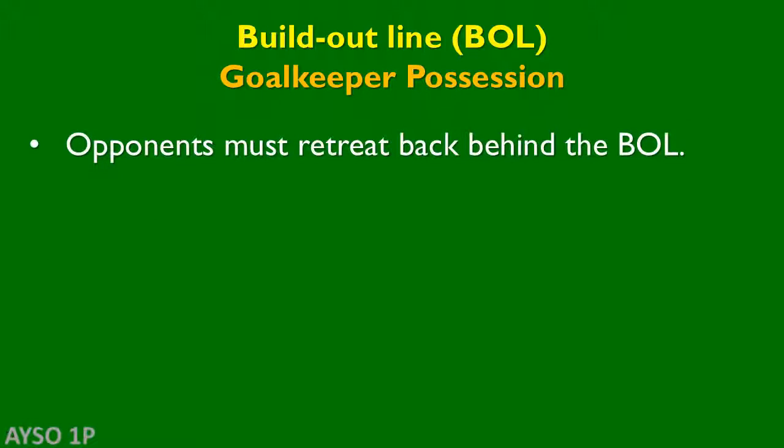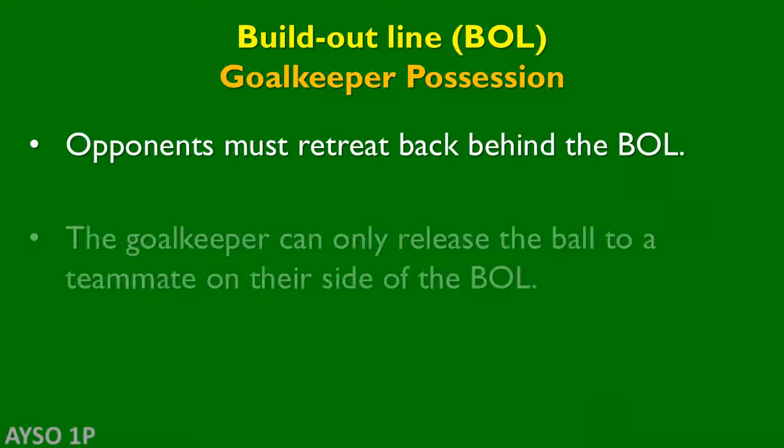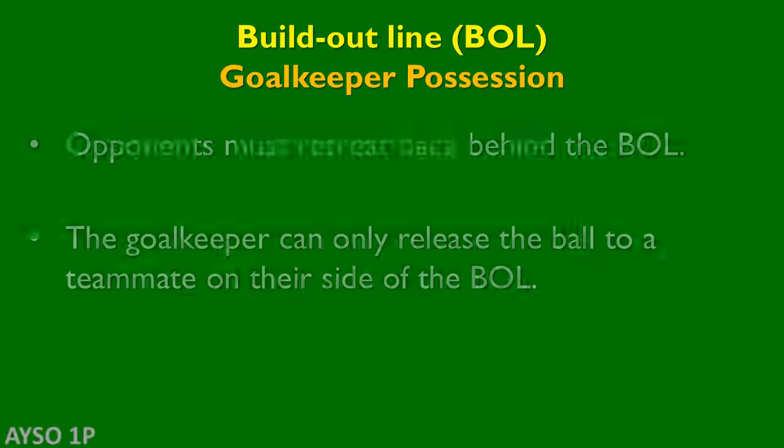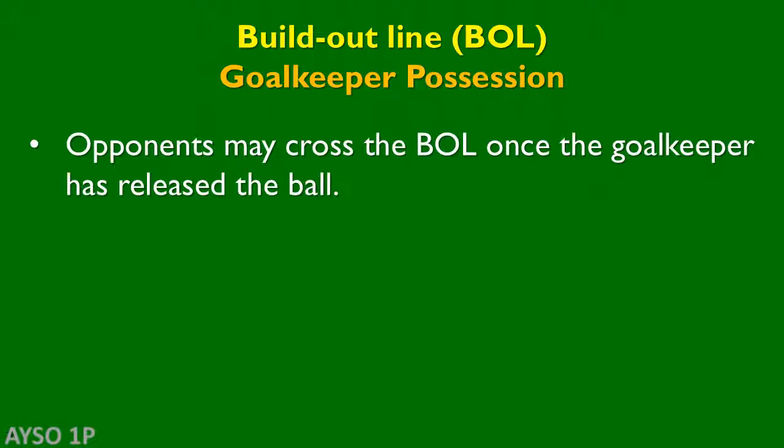When the goalkeeper has possession, opponents must move back beyond the build-out line. The goalkeeper can only release the ball to a teammate on their side of the build-out line. The opponents may cross the line once the goalkeeper has released the ball from his or her possession.